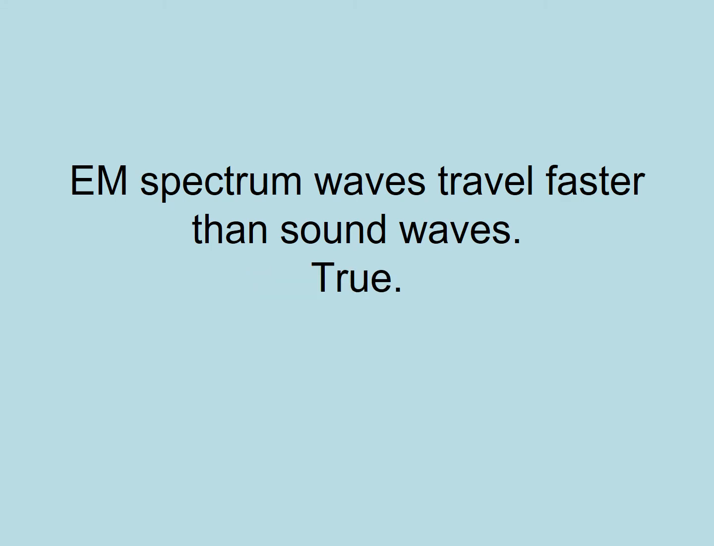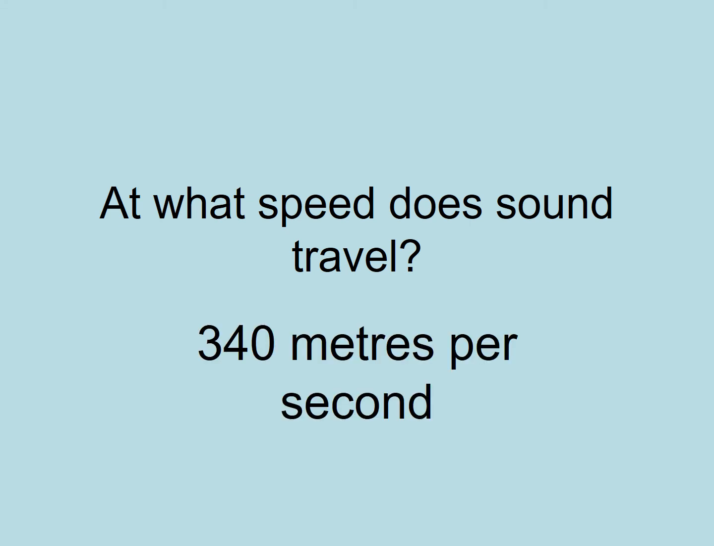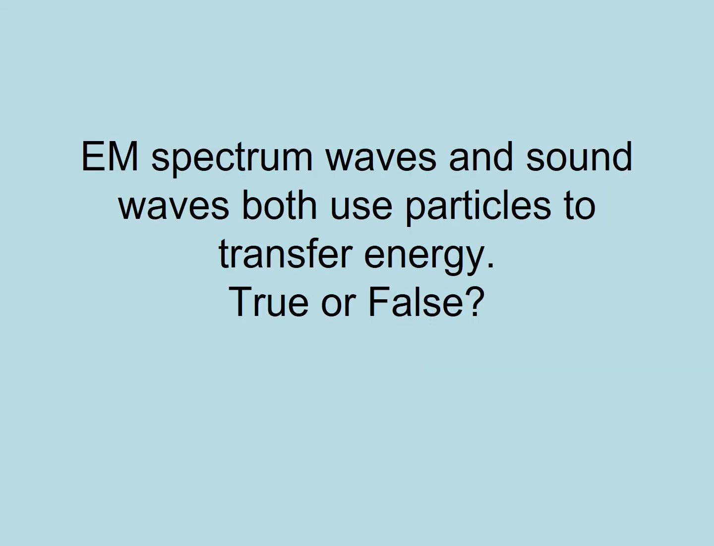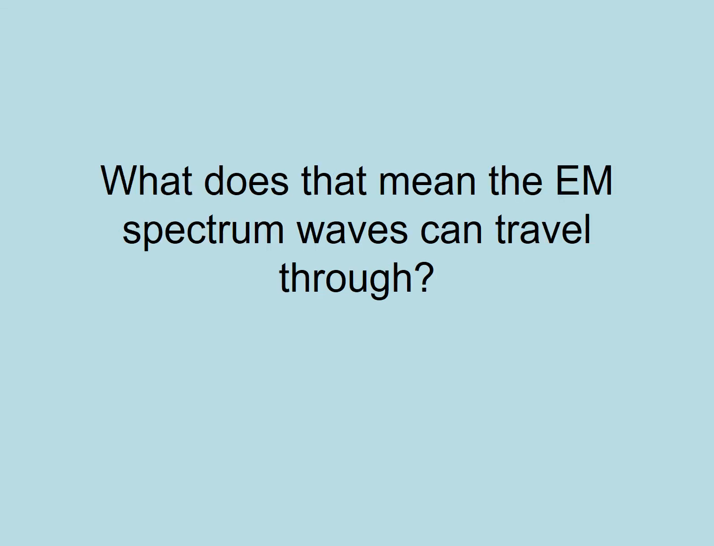True. What speed does sound travel? 340 metres per second. The EM spectrum waves and sound waves both use particles to transfer energy. True or false? Well, that'll be false, because the EM spectrum waves can travel in a vacuum. What does that mean? The EM spectrum waves can travel through a vacuum.